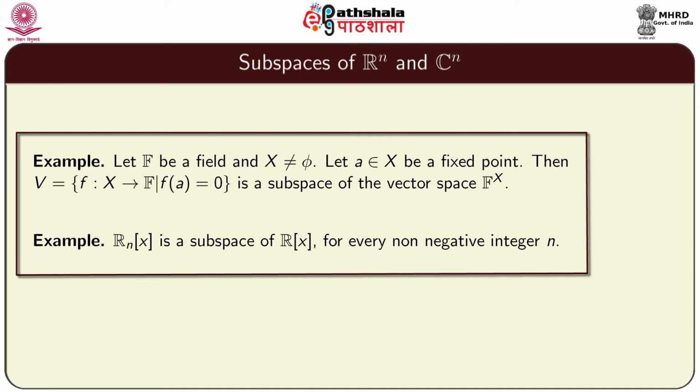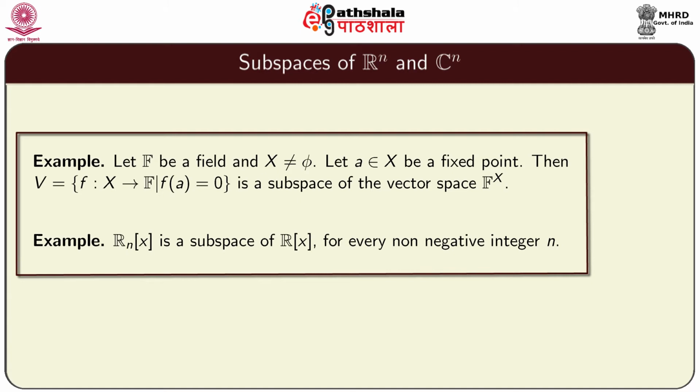That means that given f and g in V, we have to show that f plus g belongs to V. How was f plus g defined? f plus g of x is equal to f of x plus g of x. Therefore, if f of a and g of a are both 0, then f plus g of a would be f of a plus g of a, and that would be 0 plus 0 equal to 0, the 0 in the field F. Therefore, f plus g belongs to V if f and g both belong to V.